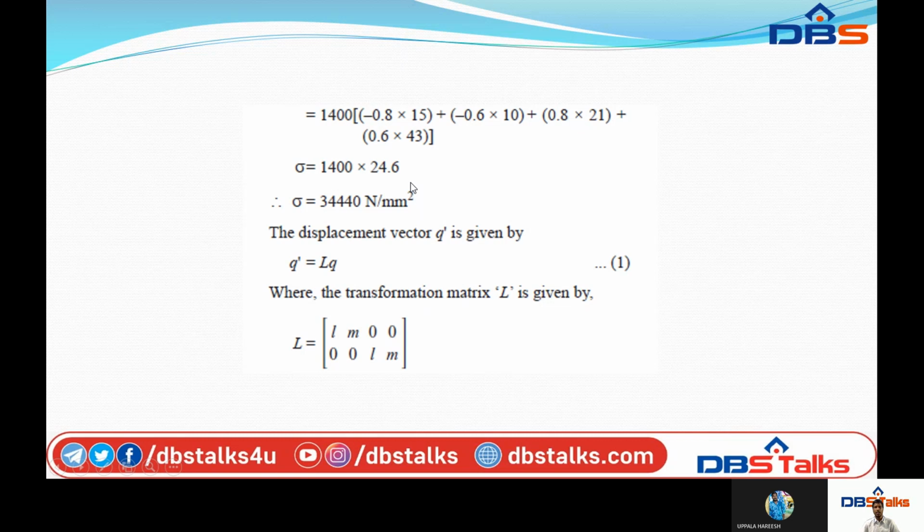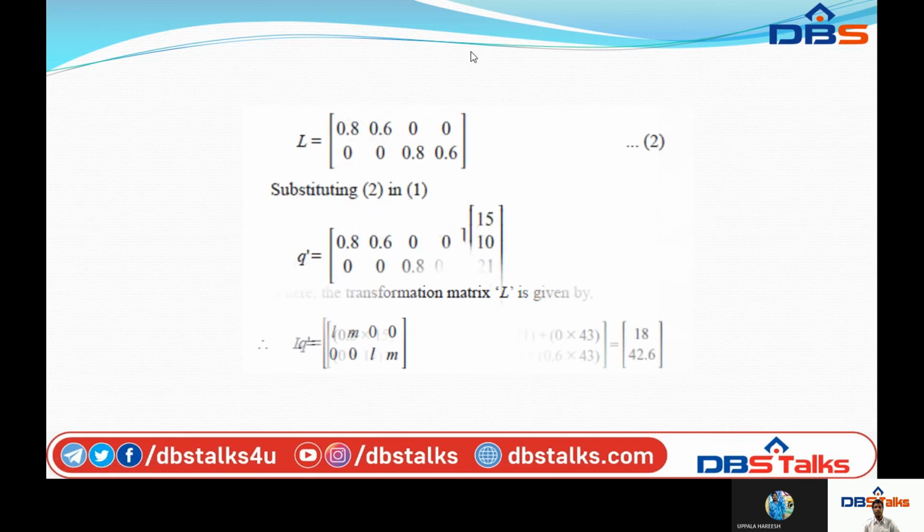After that, you have to find out the stiffness matrix for the truss element. We already know that the displacement vector Q dash is taken as L into Q, transformation matrix into nodal vector, where the transformation matrix L is given by [l, m, 0, 0; 0, 0, l, m]. Instead of C and S, I am taking l and m.